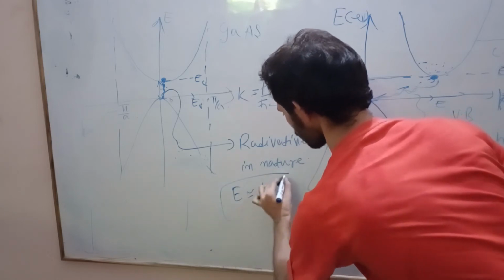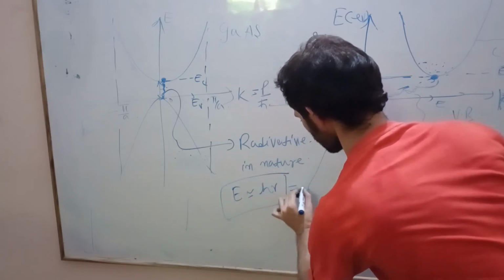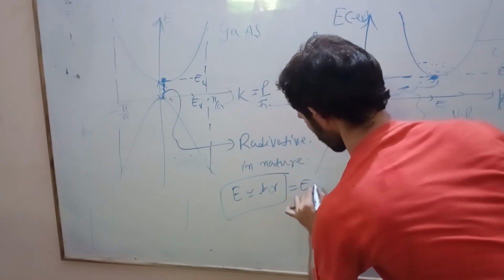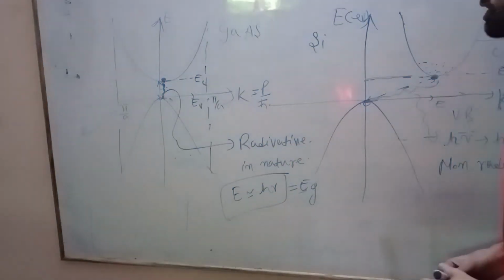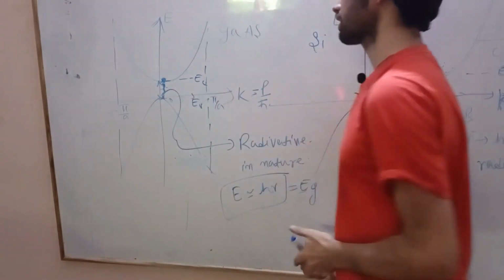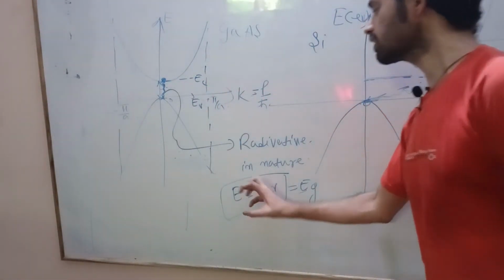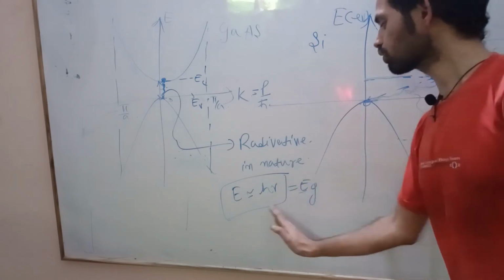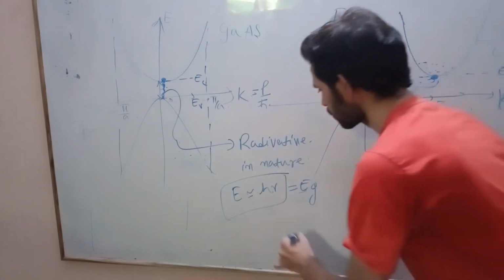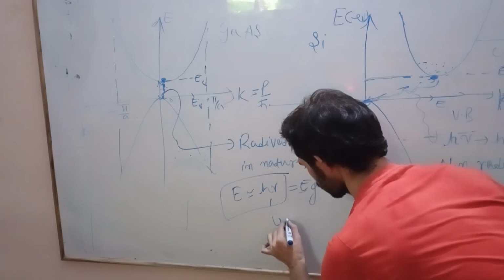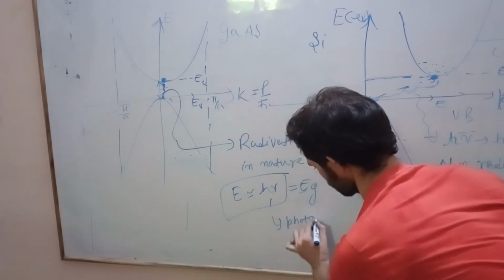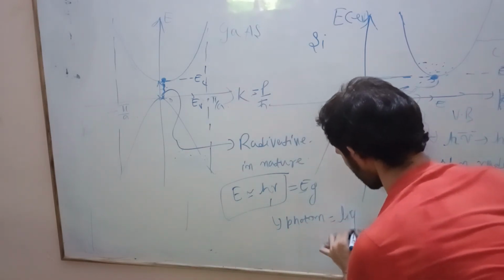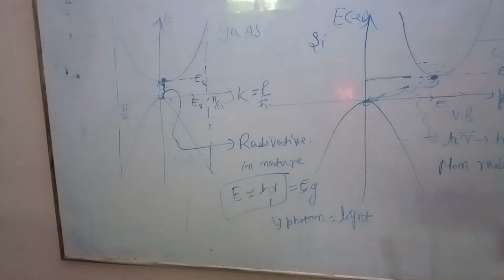This energy is something like a photon, and the energy of the photon is equal to Eg. Eg means the energy band gap. Whatever the energy band gap is, that much energy will get radiated in the form of a photon, or you can say in the form of light.